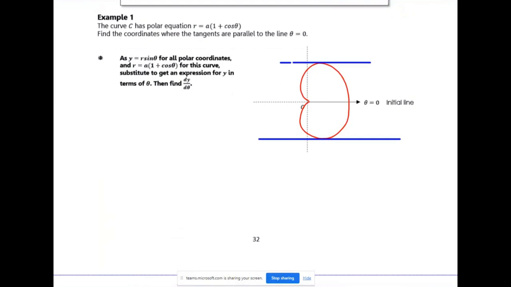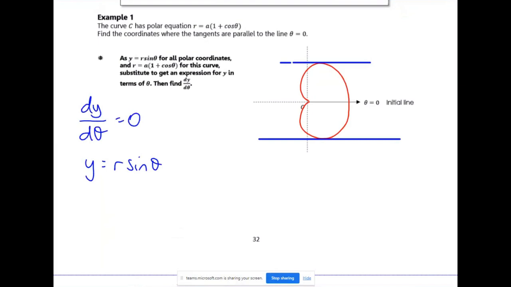So for tangents that are parallel to the initial line, or line theta equals 0, I know that dy by d theta equals 0. So parallel to the initial line is dy by d theta equals 0, the top of that fraction. From right back at the start of the pack, we know that y is equal to r sine theta, a definition that is worth learning. It's the opposite side of that little right-angled triangle, so y is r sine theta.